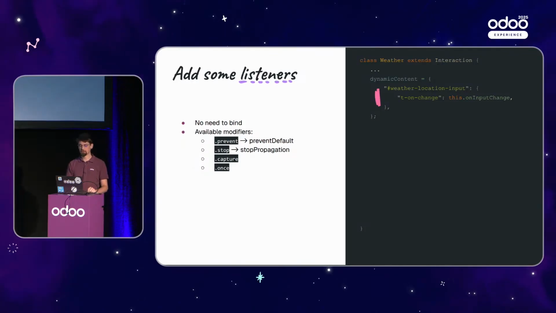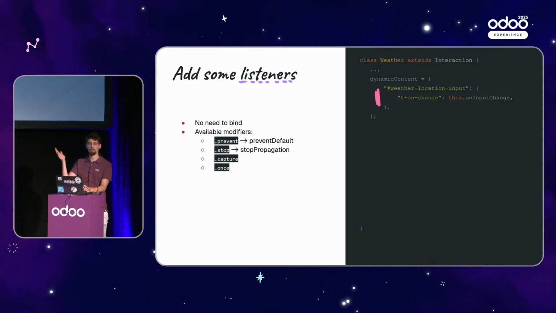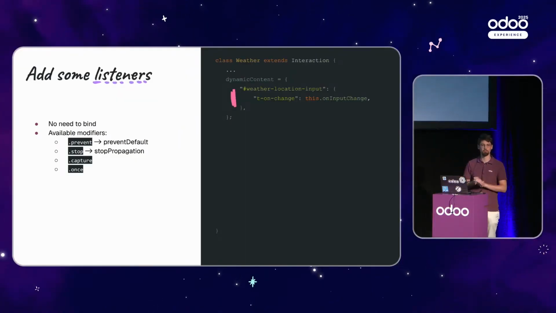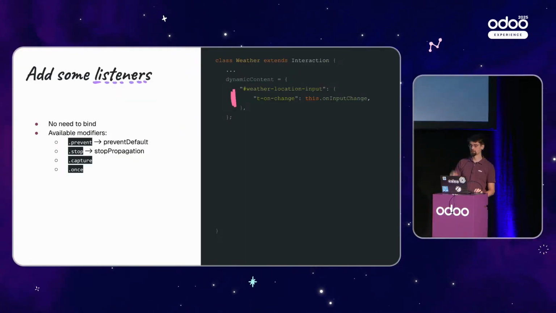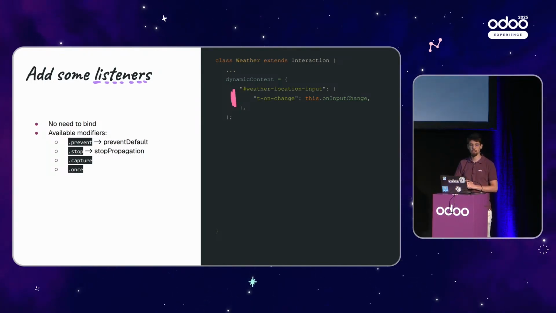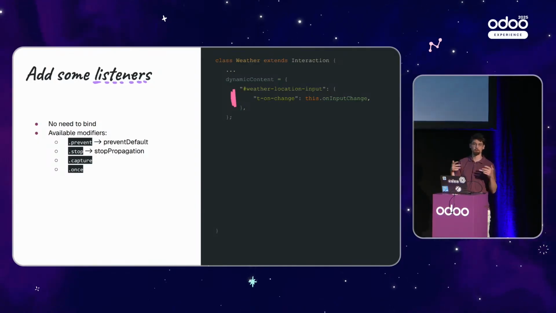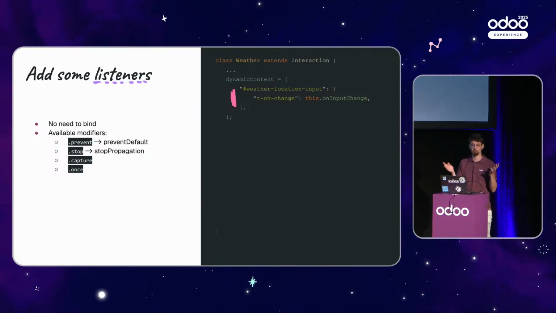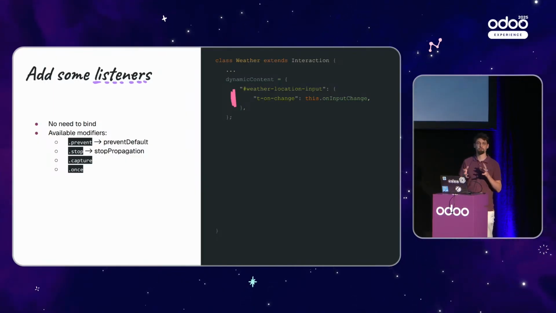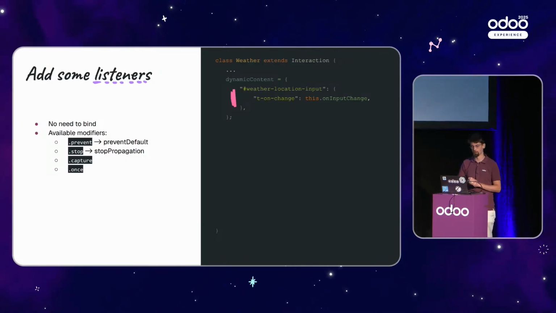Now, to add listeners, obviously we will have an input in our snippet, so we want to listen to the change event of the input. And so you can listen to onChange and then call a handler. One thing that you might notice is that you don't need to bind this, because it's done automatically by the framework, Colibri. And you have a few modifiers available for those kinds of methods, so events.